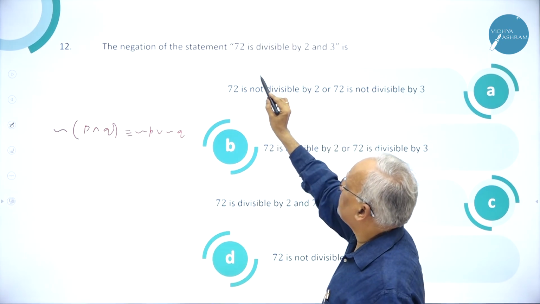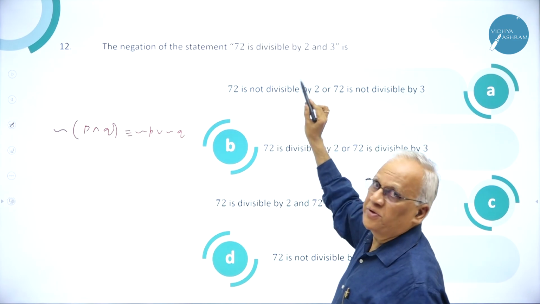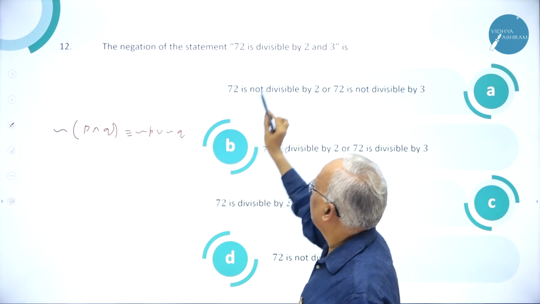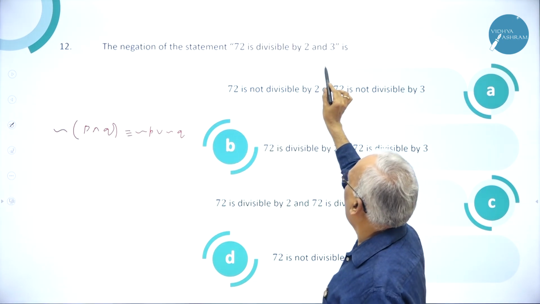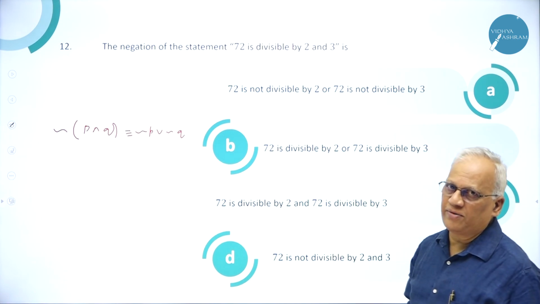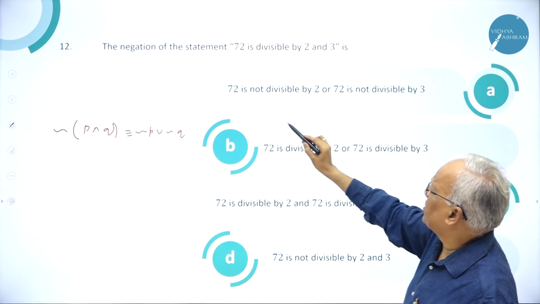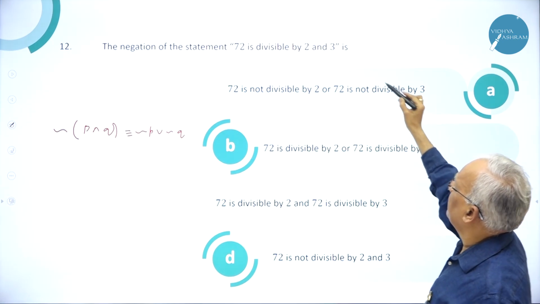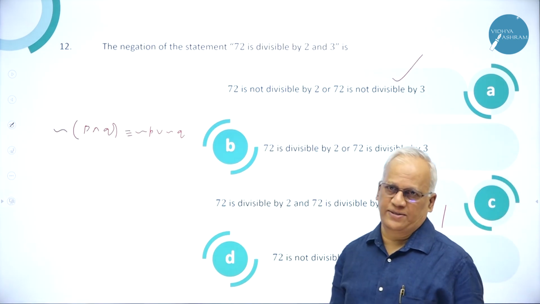So this can be written as "72 is divisible by 2 and 72 is divisible by 3." You can use this result, then the negation will be "72 is not divisible by 2 or 72 is not divisible by 3." You need not write that completely. You can select the answer "72 is not divisible by 2 or 72 is not divisible by 3." This is the perfect answer. Answer is A. So using that result.